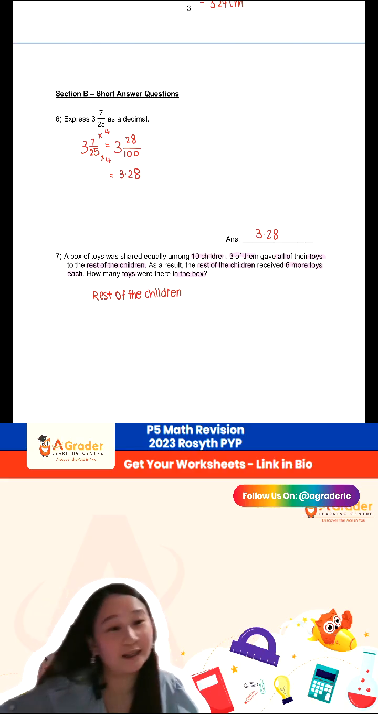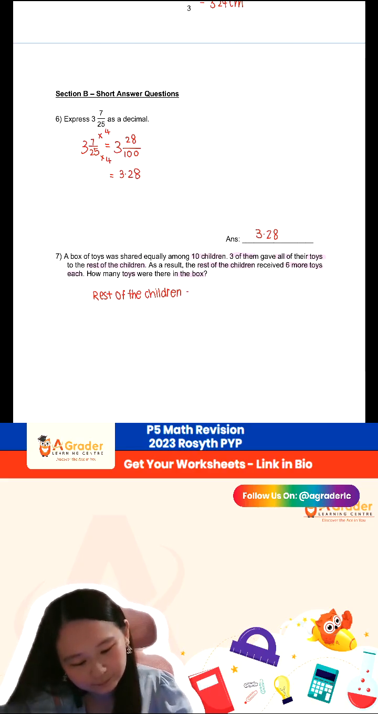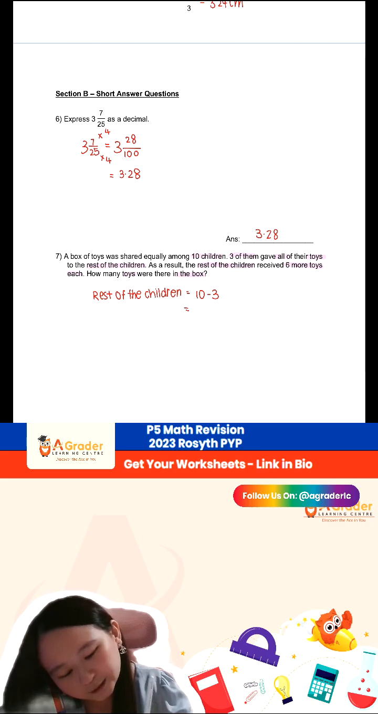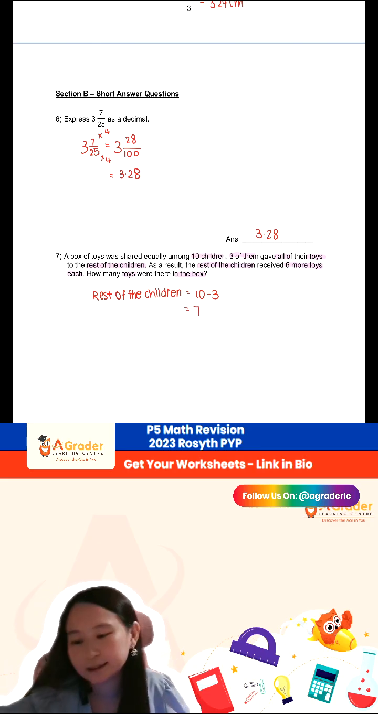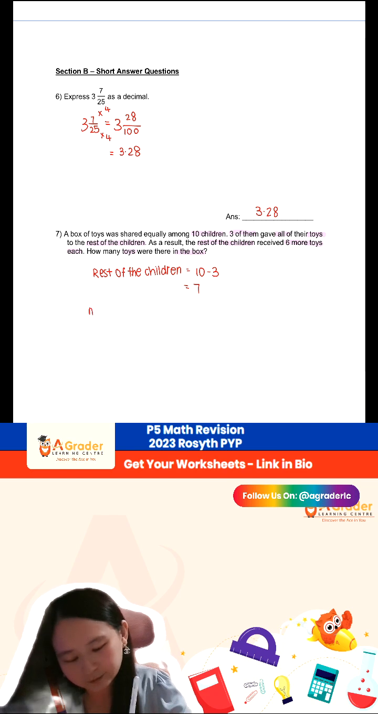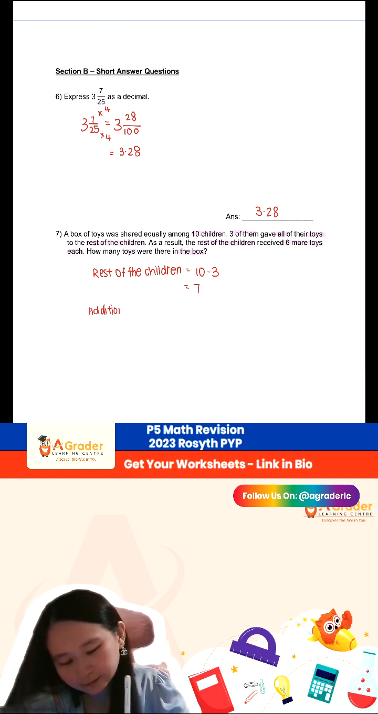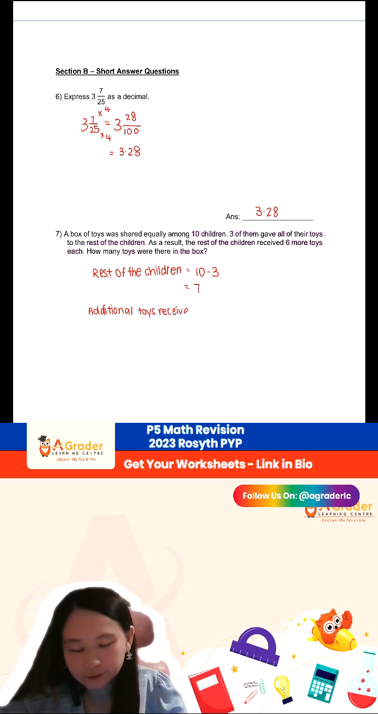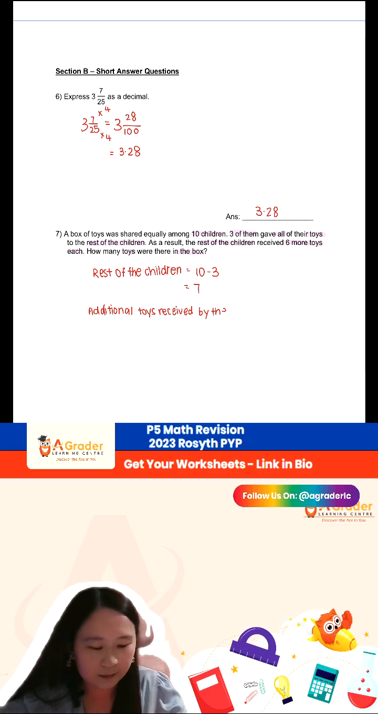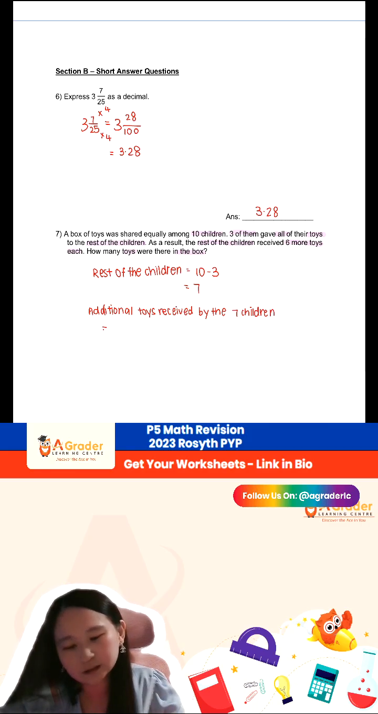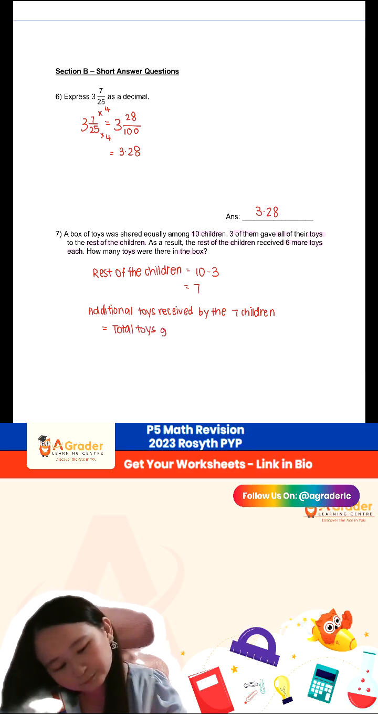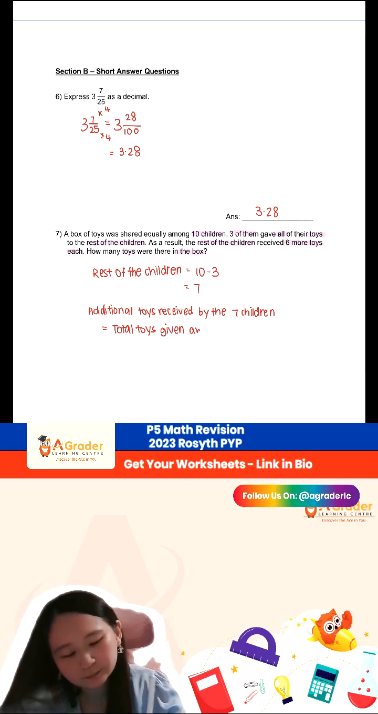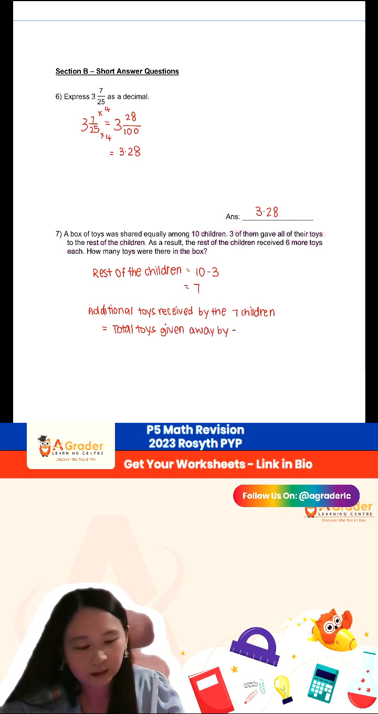Yep, I see a lot of correct answers here. So 10 minus 3, 7 children receive 6 more toys each. So we can find the additional toys received by the 7 children in total. This is also the same as the total number of toys given away by the 3 children.